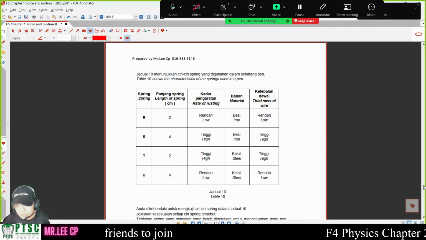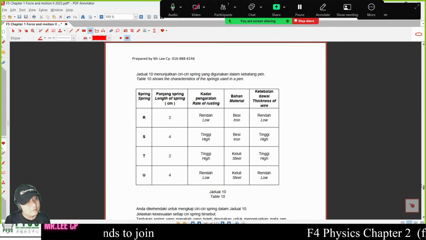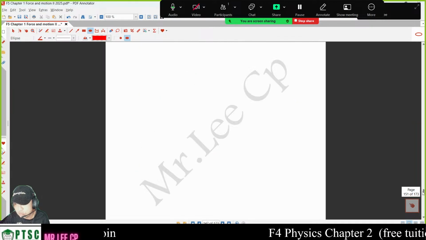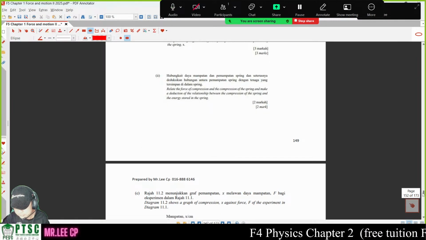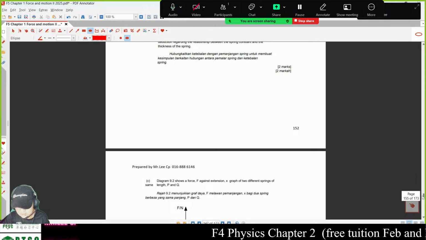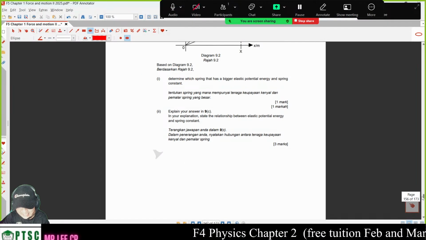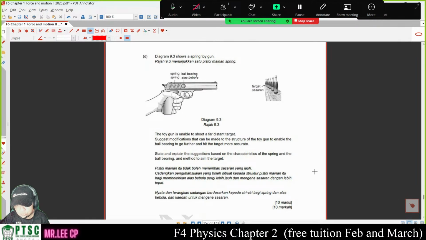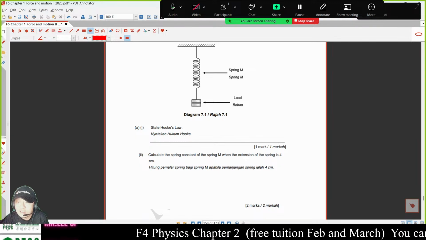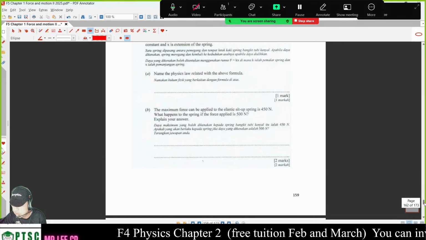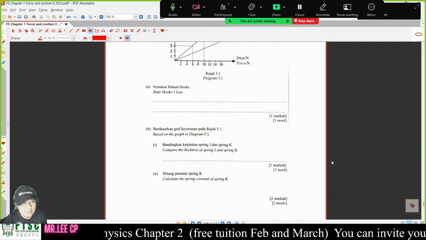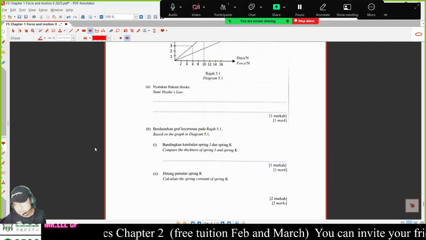Paper 2 I haven't done, so probably I spend 1 hour on paper 2, and then I try to go to chapter 2. I'll send the notes for chapter 2 into the group. Is that okay? Any question before I end the class? There are a lot of questions here, you try to do. If you can, the objective ones, you pass them up to me and I'll mark for you.